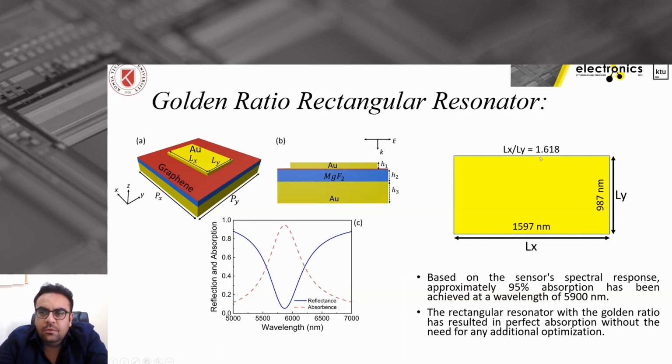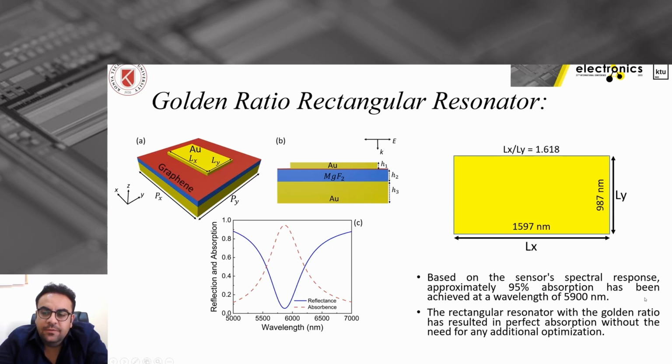The LX and LY ratio resulted in the golden ratio, equal to 1.618. Based on the sensor's spectral response, approximately 95% absorption, as shown in this figure, has been achieved at 5,900 nanometer wavelength.